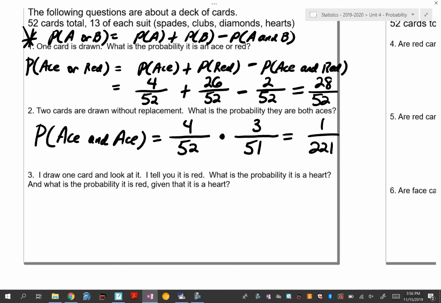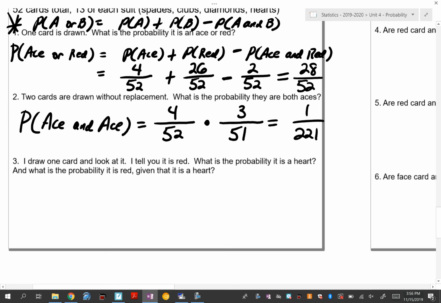Let's do number 3. Everybody go to number 2? What just happened? We did number 2. We drew an ace, put it to the side, we drew another ace, Lily J. And that was really lucky because 1 out of 221 is not likely to happen.